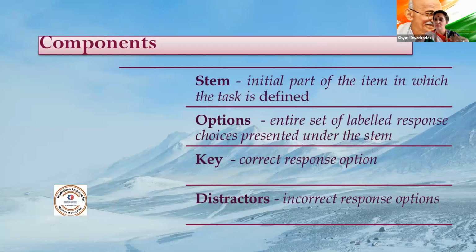Components. An MCQ or a multiple choice item will have a stem, which is the initial part of the question, in which the item is defined, the task is defined. What we would call the question statement. Then we have options, which are an entire set of labeled response choices present under the stem. They are the 4 alternatives that we give. The key is the correct response and the distractors are the incorrect responses.